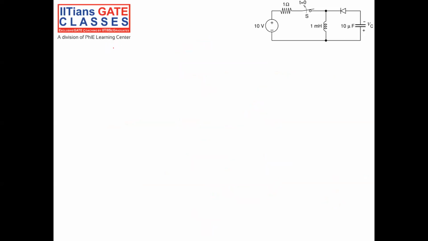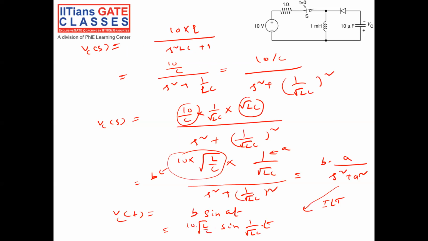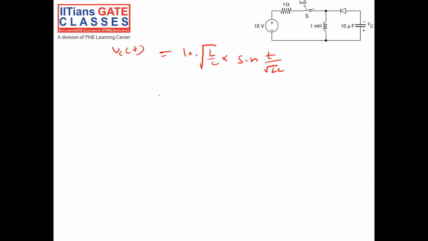So let us put all these things together, from which I got 10 into root over of L by C into sin T by root over LC. This is my answer. Let's put all the values. What is L? L is 1 milli. What is C? C is 10 micro. Into sin of T by root over of 10 micro into 1 milli. Let's put all the things.